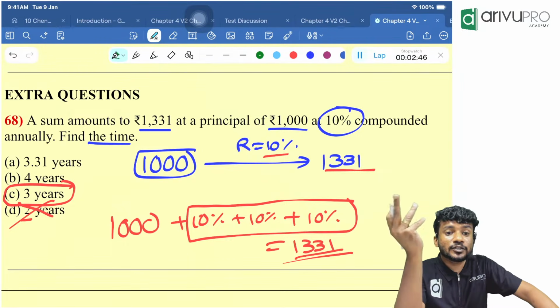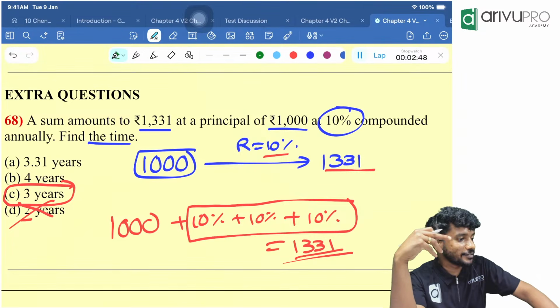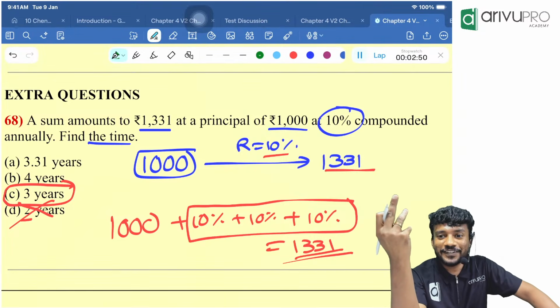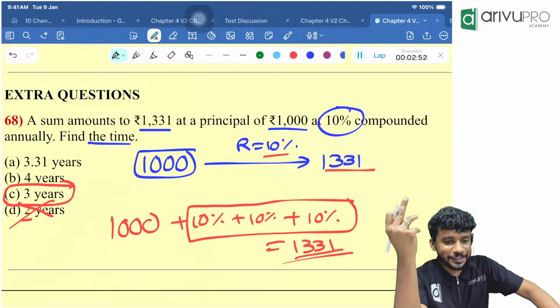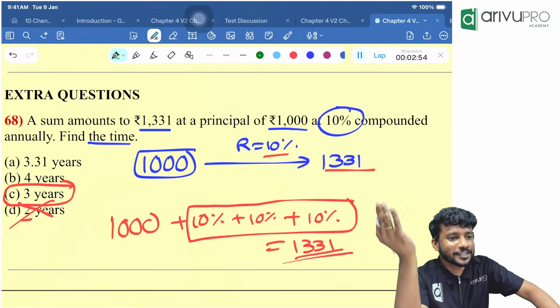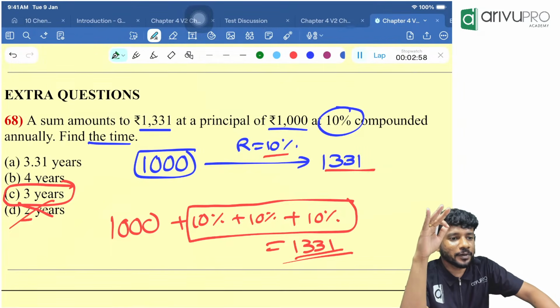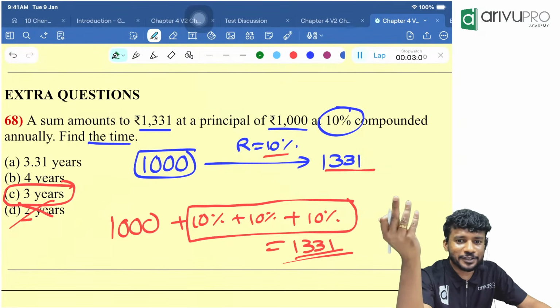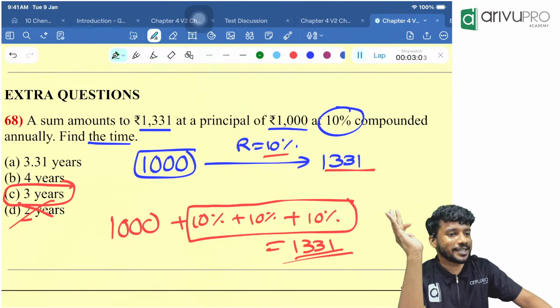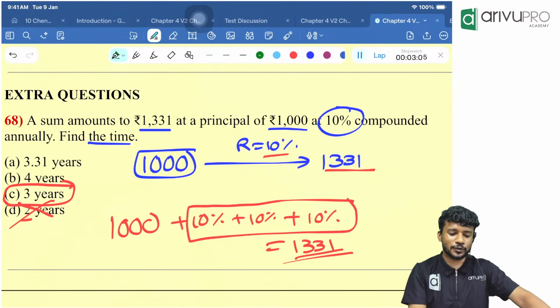If you are using the formula also, you would have option hitting. There is no other choice. We will say that A, that is 1331, is equal to 1000 into (1 plus i) the whole power n. That will become 1.1 the whole power n. Then also there is no other choice for us. We need to do option hitting, if you are using the formula also.